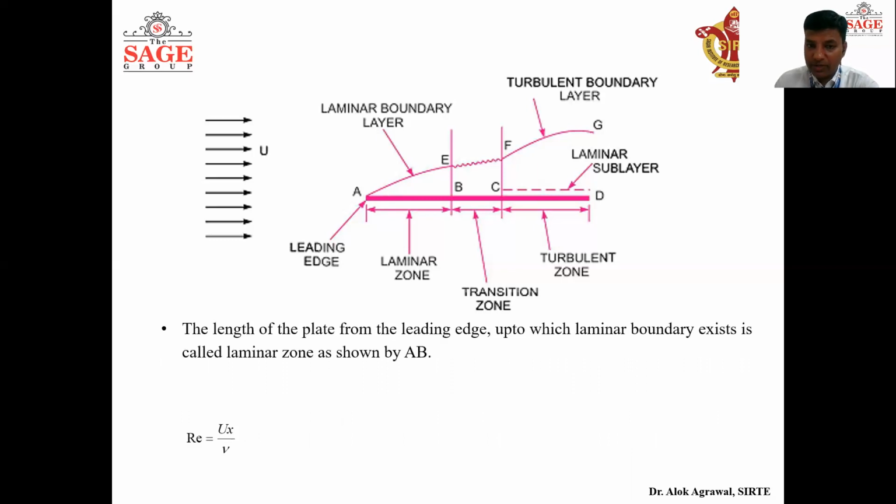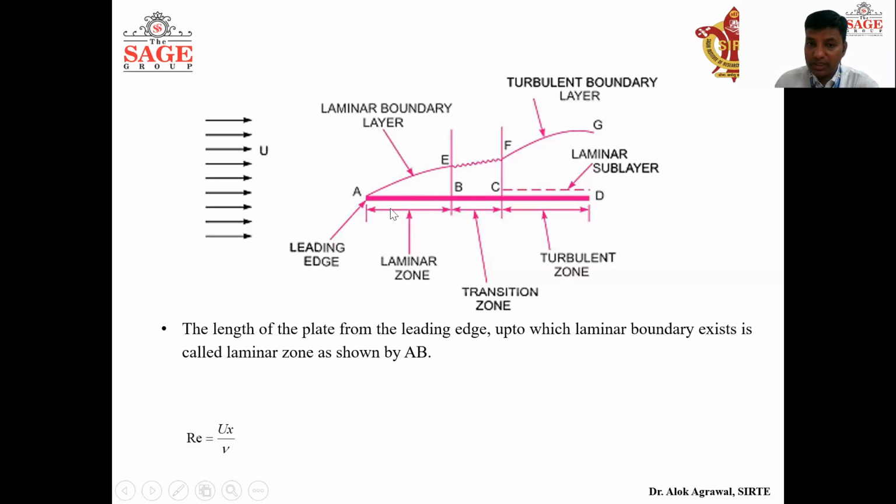Again, the length of the plate from the leading edge up to which the boundary layer is laminar, we call it the laminar zone. So if AE is the laminar boundary layer, we drop a perpendicular from E to the plate, we get point B, and this AB is the laminar zone. Above this portion, the fluid inside the boundary layer shows laminar behavior.